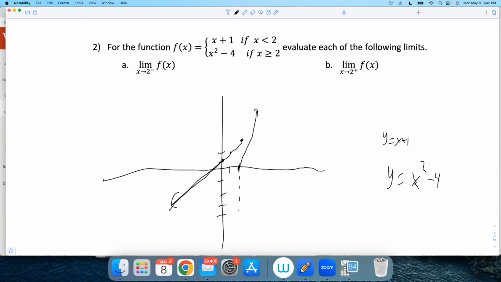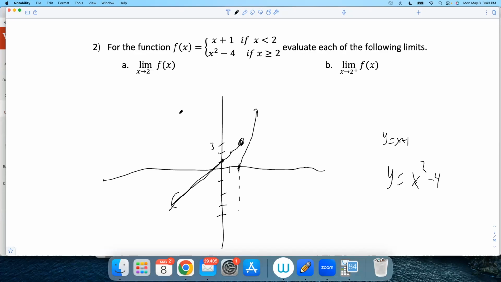Okay, what about this open circle? This guy's supposed to have an open circle. We got to figure out where that's supposed to be. So we plug in this x value there. 2 plus 1 is 3. So that right there is supposed to be up at 3. And he's supposed to have an open circle. So that's what this graph would look like. That's college algebra. That's all I've done here.